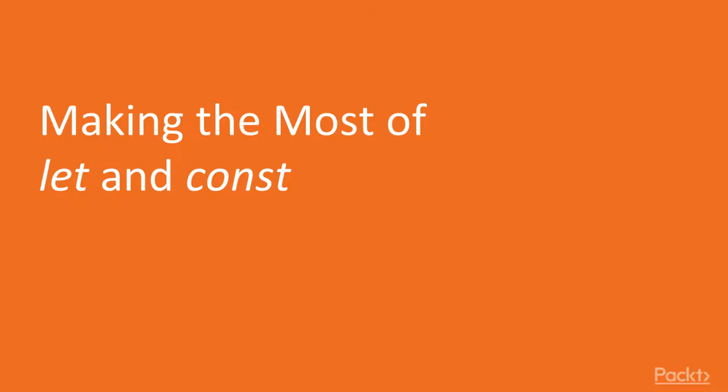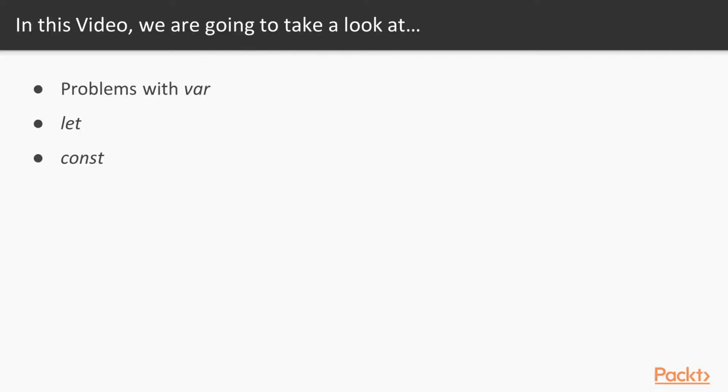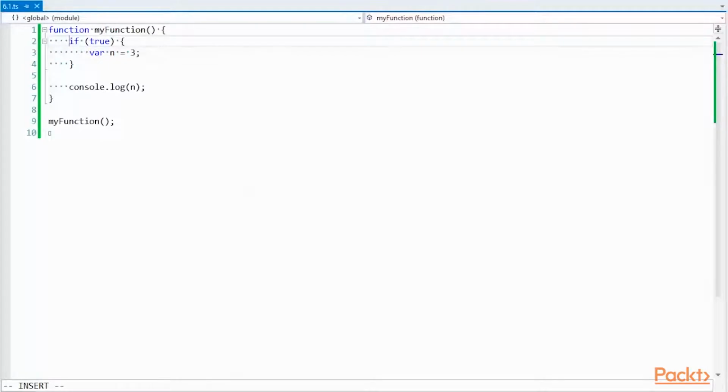Now we move on to the first video of this section, and it's on making the most of let and const. In this video we're going to take a look at what some of the problems with var are, then at using let and const instead. When first getting started with JavaScript, developers who come from a background working with languages such as C, C#, or Java sometimes get confused with how scope works in JavaScript.